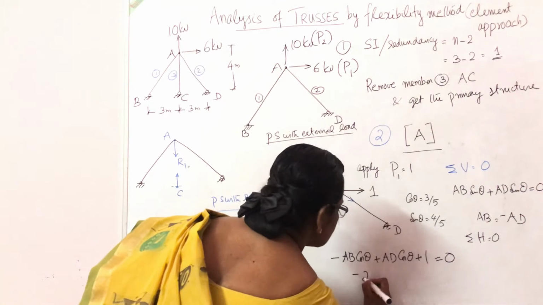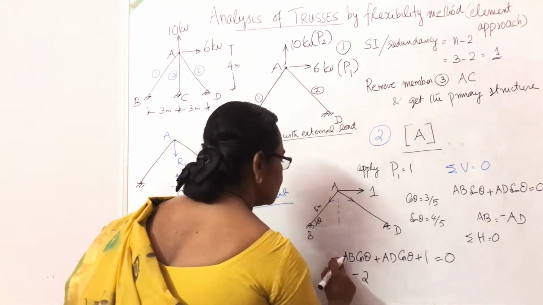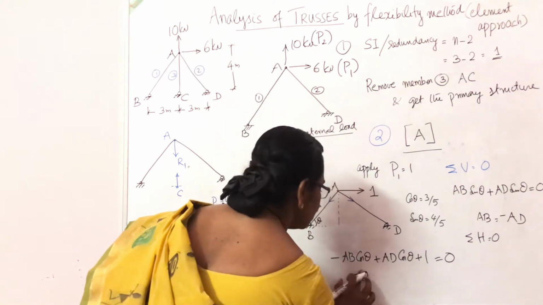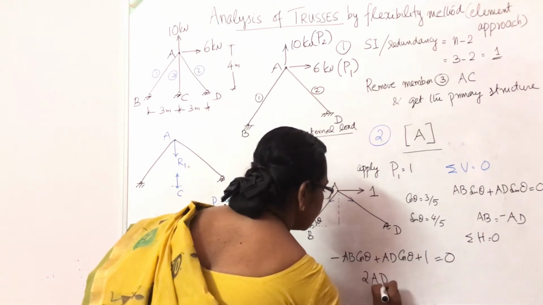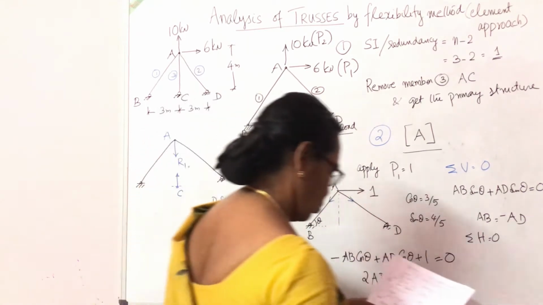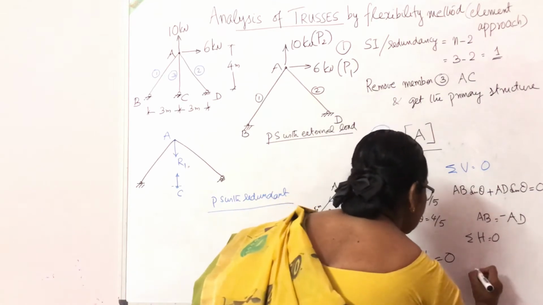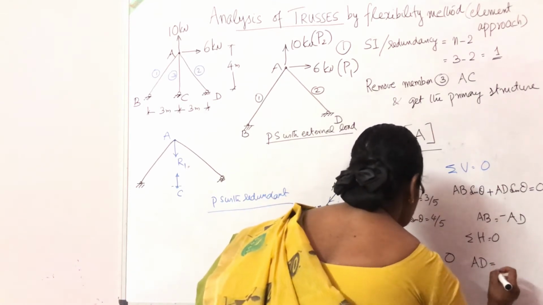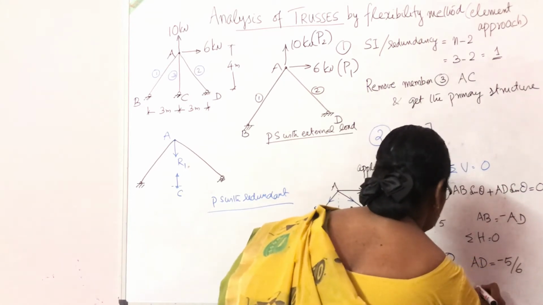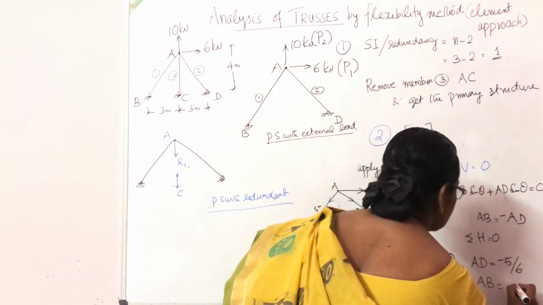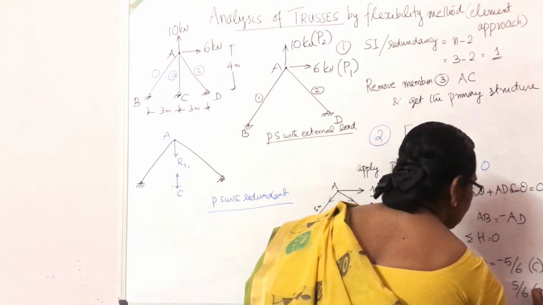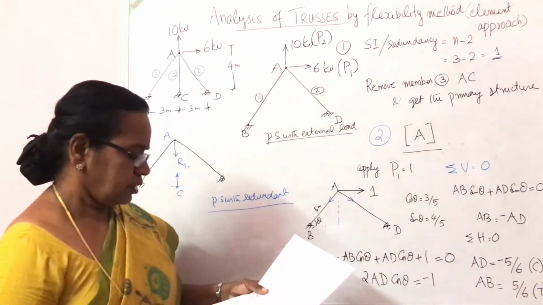So minus AB here, minus AD plus AD, so 2AD cos theta is equal to minus 1, or we'll get AD is equal to minus 5 by 6, and therefore AB is equal to plus 5 by 6. Minus 5 by 6 means it is compression, and AB is equal to 5 by 6 means it is tension.